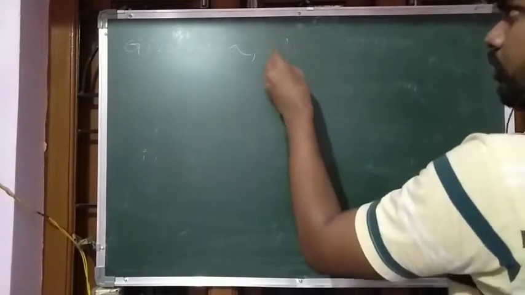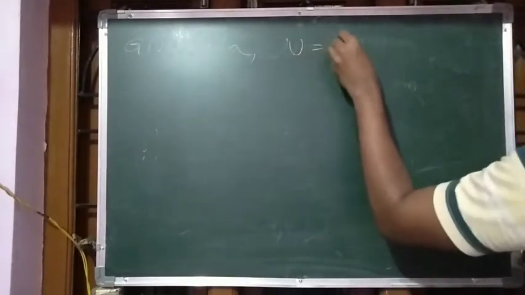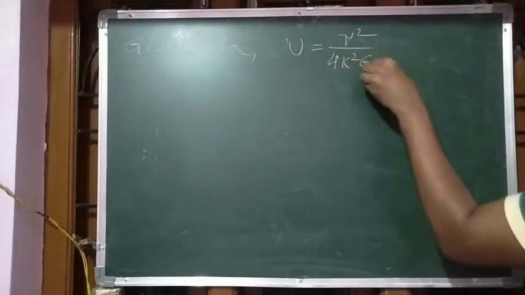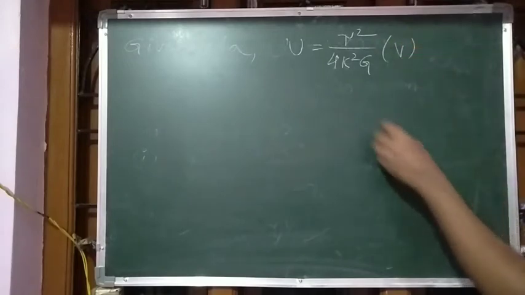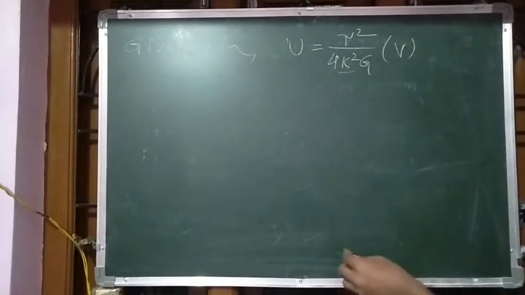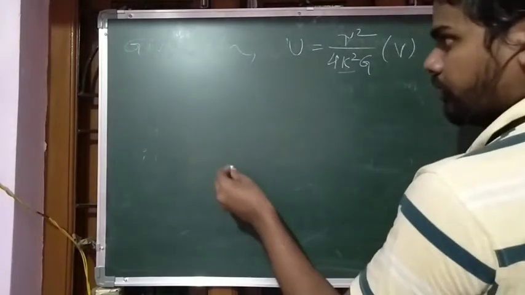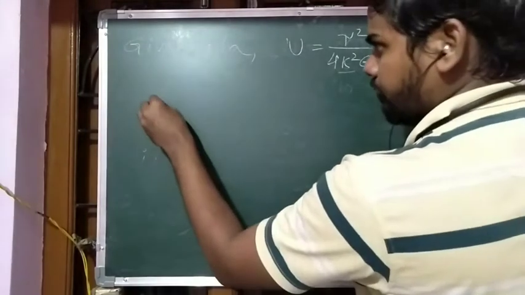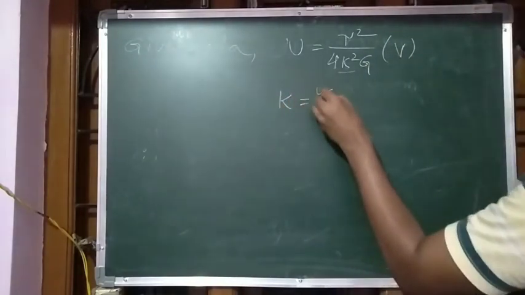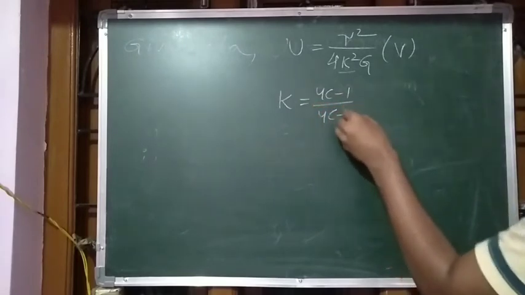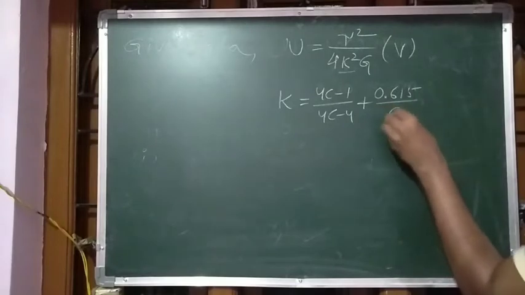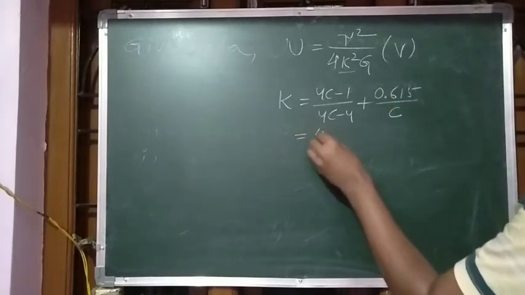U is equal to, once again I'm writing the formula, tau square by 8K square G into V. First calculate the volume of the spring, and K means the wall stress factor. So first let us calculate K, the wall factor. K is equal to, as usual, (4C minus 1) by (4C minus 4) plus 0.615 divided by C.